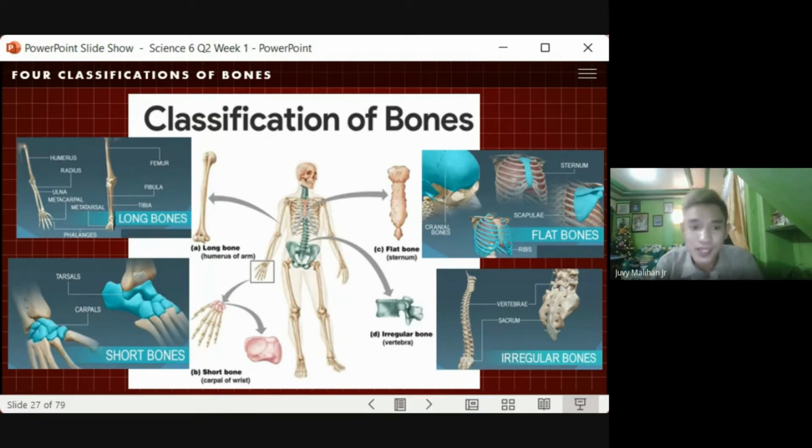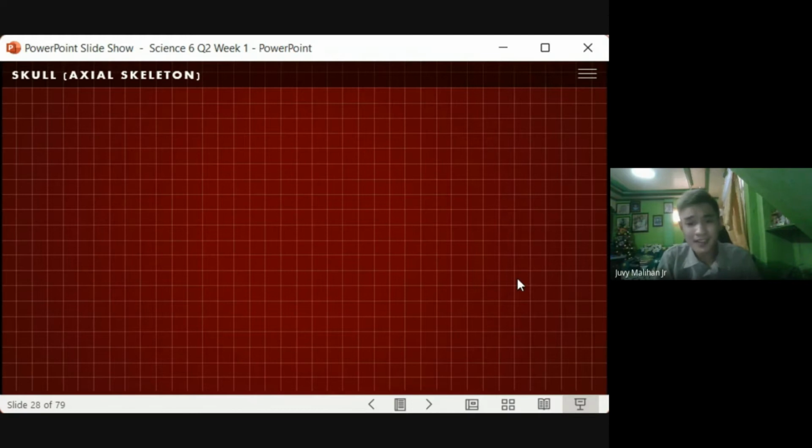And these include the cranial bones, the sternum, the scapulae, the ribs. And the last one, class, is the irregular bone. And this includes, class, the vertebrae. So again, class, these are the four classifications of our bones. Okay? So what are those again? We have long bones, short bones, flat bones, and irregular bone.